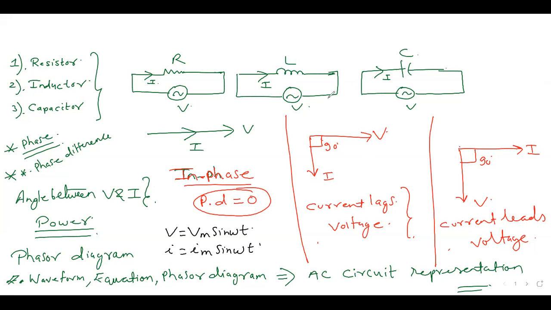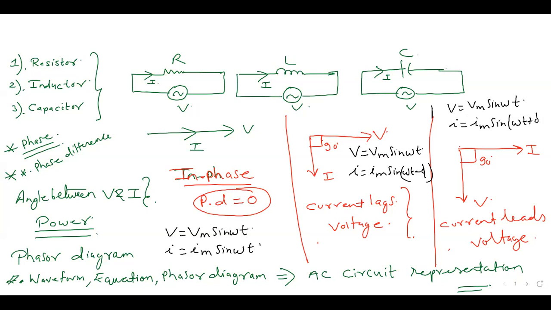When we talk about the inductor case, if V is Vm sin of omega t, then my I is Im sin of omega t minus phi. So this is the lag part. Current is lagging by an angle phi. Whereas when we talk about a capacitor, if V is Vm sin omega t, we can write I as Im sin of omega t plus phi.